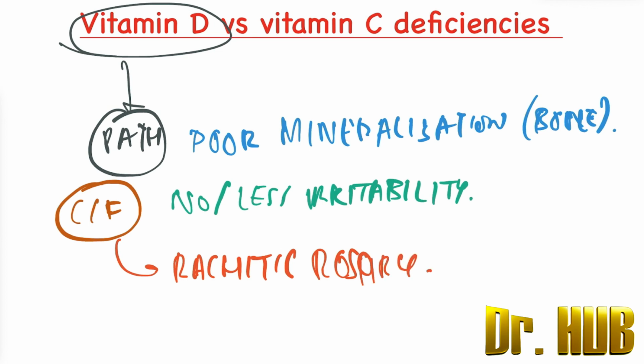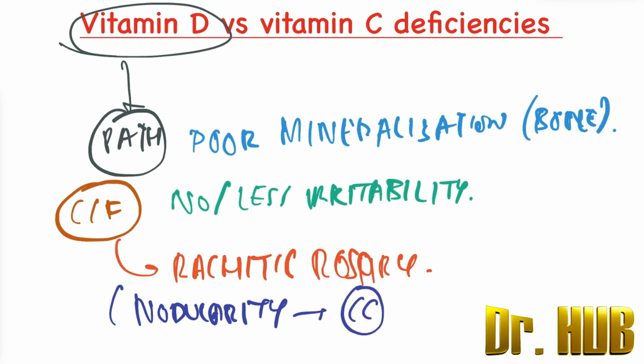So what do we mean by rachitic rosary? It means that there is nodularity at the costochondral junction.